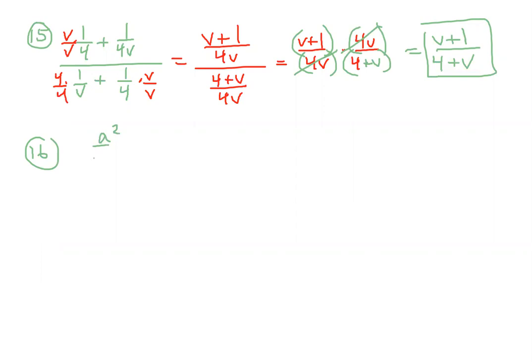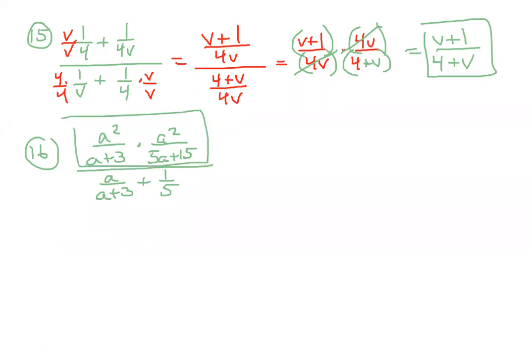a squared over a plus 3 plus a squared over 5a plus 15, over a over a plus 3 plus 1/5. So in order to do this in the numerator, this is like one of those problems that we've had in the last section. So we have to factor the denominators to find the common denominator. That's already factored. What does this factor as? This factors as 5 times (a plus 3), if I factor a 5 out. So then we know that over here, all we have to do is multiply by 5 over 5, and then they have the same denominator.